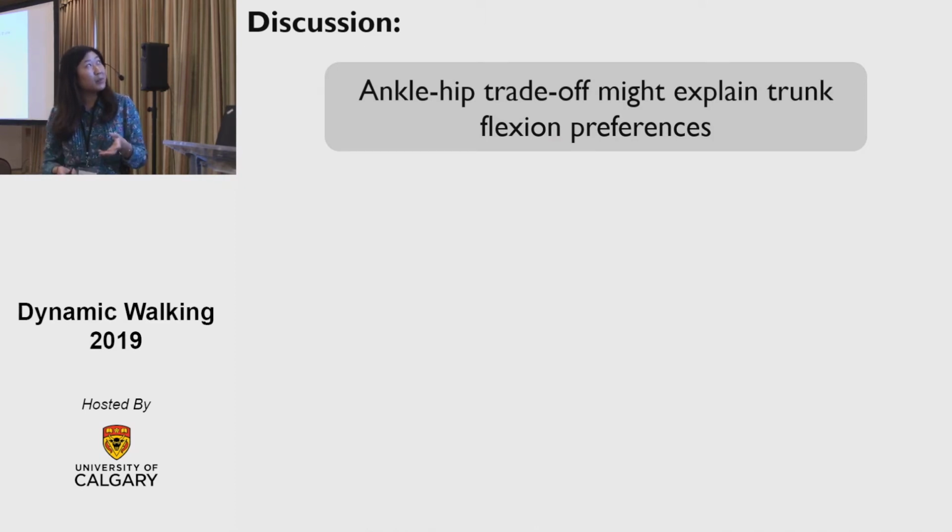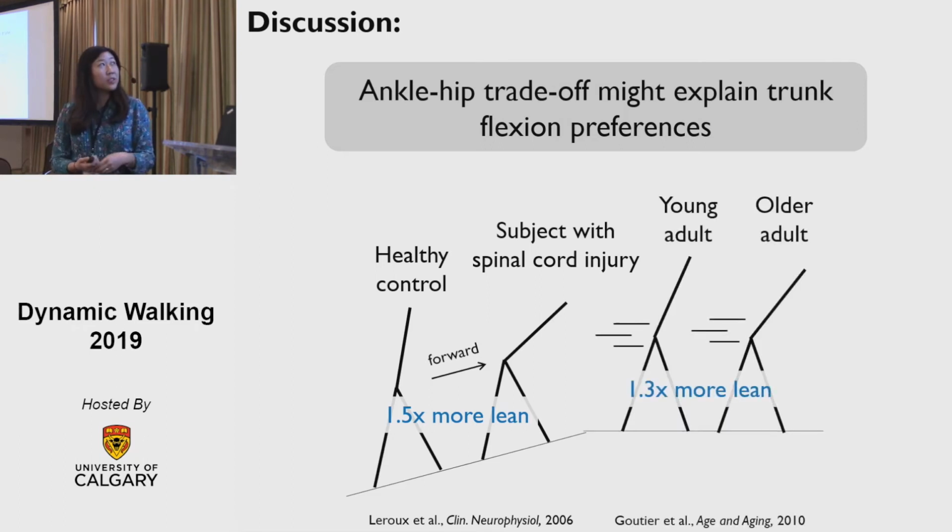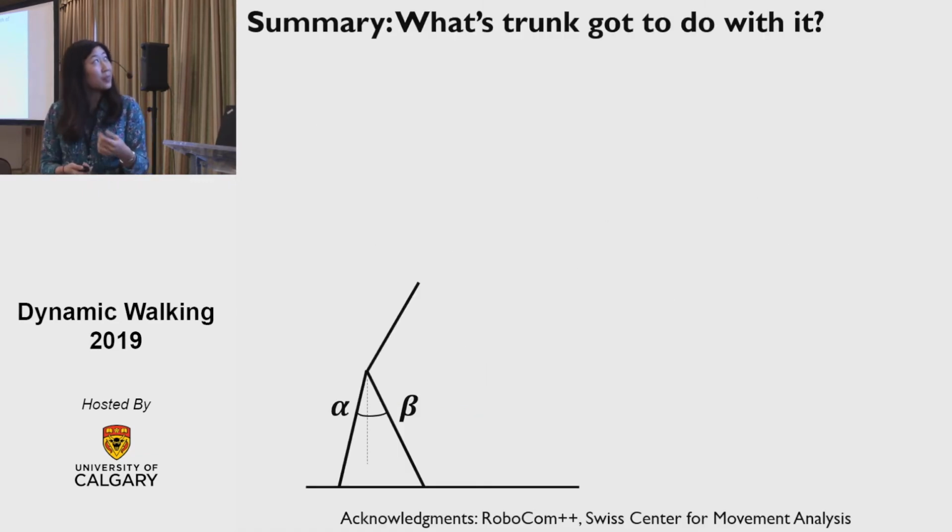So this ankle-hip trade-off might explain some trunk preferences. For example, between healthy controls and subjects with a spinal cord injury, if they were both walking up slopes, subjects with a spinal cord injury would tend to lean their trunk forward more, so it could be used as compensation. Also, between young adults and older adults, as they walk faster and faster, at fast speeds, older adults tend to have 1.3 times more forward lean. So maybe this also, again, uses some sort of compensatory strategy between the ankle and the hip.